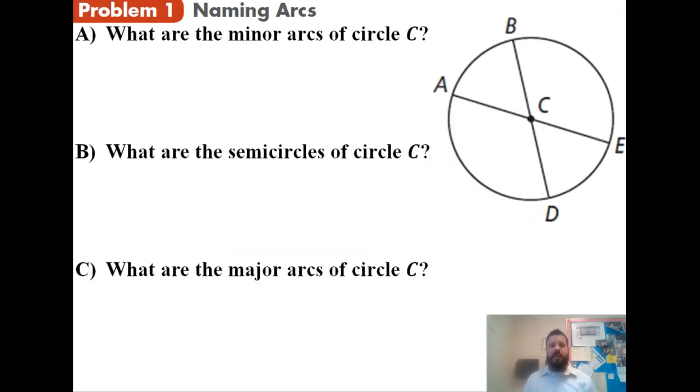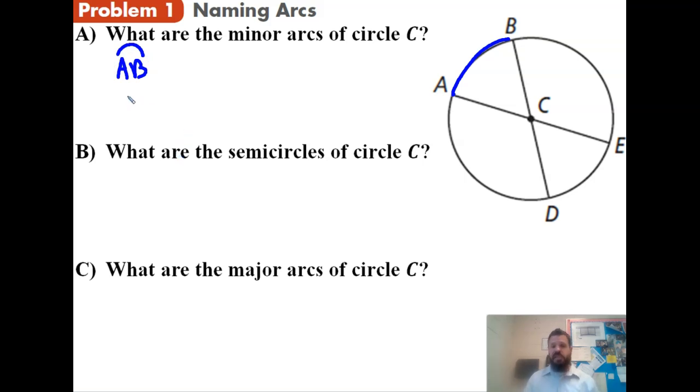So let's begin today by identifying and naming arcs. Problem 1 says, what are the minor arcs of circle C? Well, like we said, a minor arc is anything less than a semicircle. For example, what you see in blue would be a minor arc. Now I'm going to name that arc with the two endpoints A and B. I'll just say AB with an arch over top of that. We'll say that's our arc symbol.